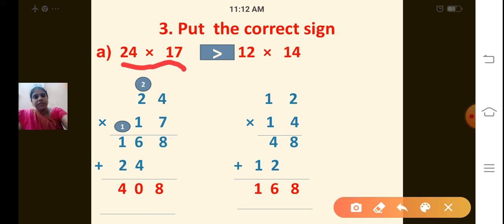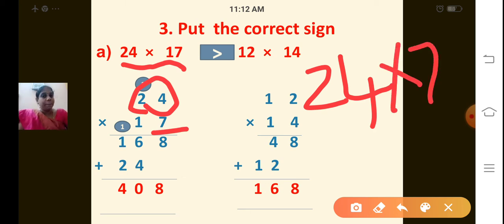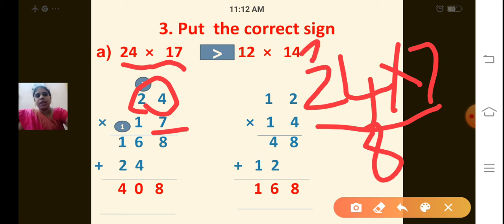So now 24. First we have to multiply by 7. First we should multiply the multiplicand by the digit at the ones place of the multiplier. What digit do we have at the ones place of the multiplier? 7. So I'm taking 24 into 7 first. So 4 7s are 28. 8, 2 will be carried over, and 7 2s are 14. 14 plus 2, 16. Write it down, 168.